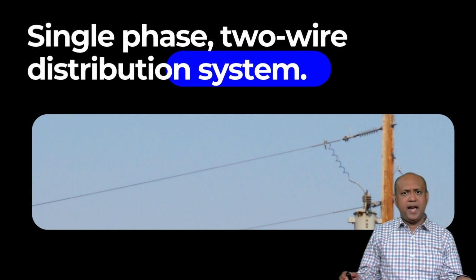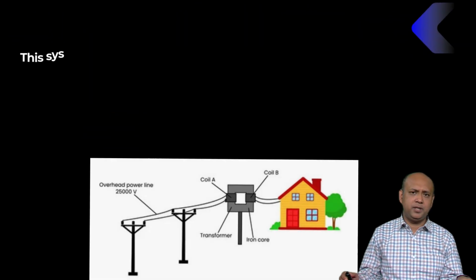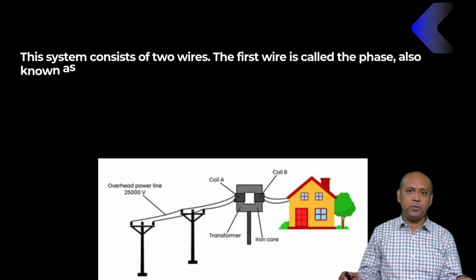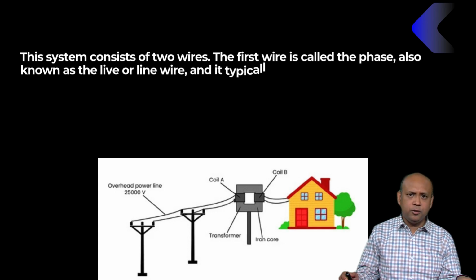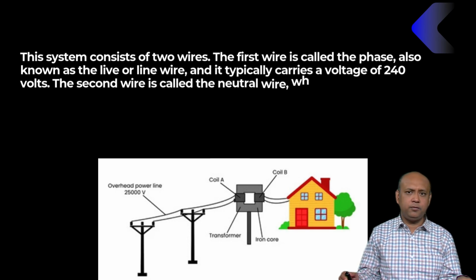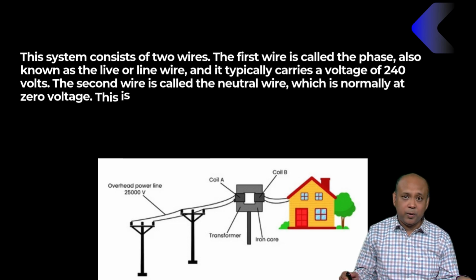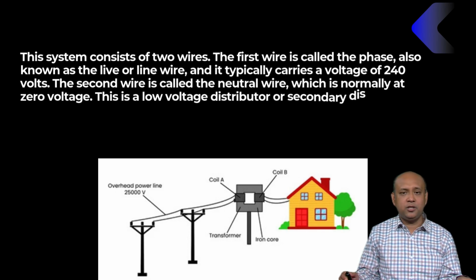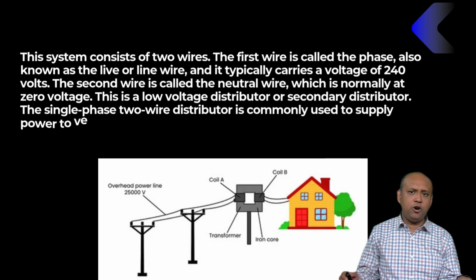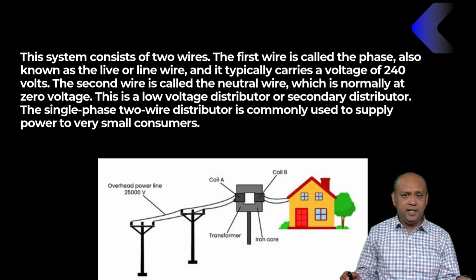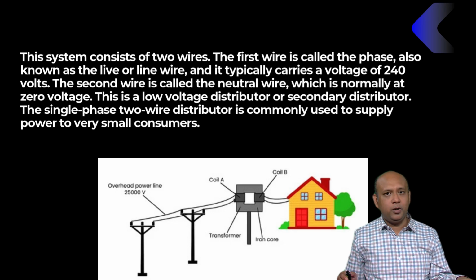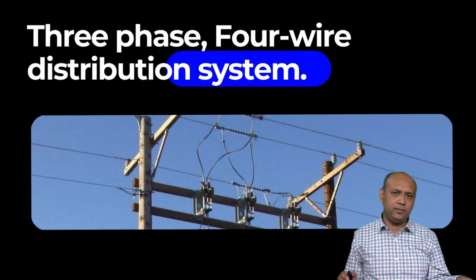Now, let's look at the single-phase two-wire distribution system. This system consists of two wires. The first wire is called the phase, also known as the live or line wire, and it typically carries a voltage of 240 volts. The second wire is called the neutral wire, which is normally at 0 voltage. This is a low voltage distributor or secondary distributor. The single-phase two-wire distributor is commonly used to supply power to very small consumers.